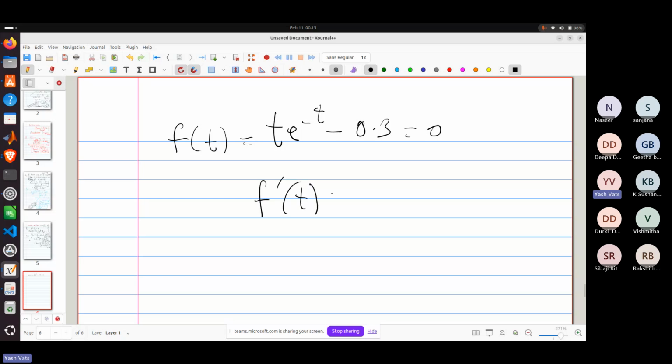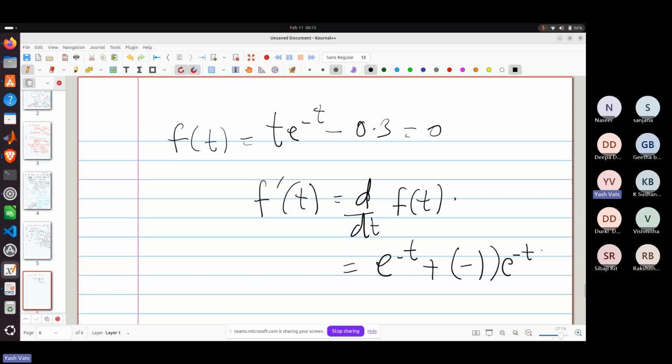So first step, try calculating f prime of t. That is the derivative of f(t), which is e to the power minus t plus t times minus e to the power minus t, and the derivative of 0.3 is just 0. I think you get the same.